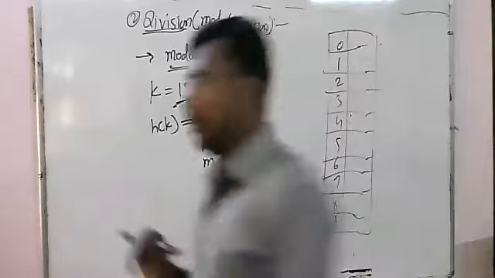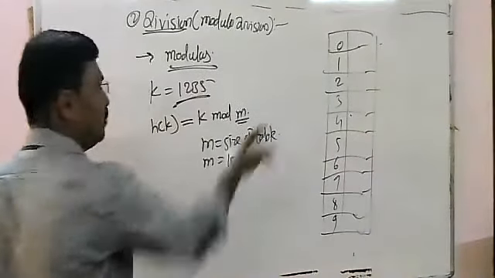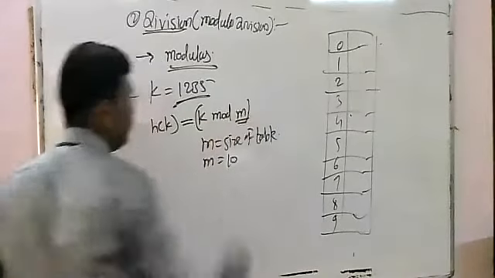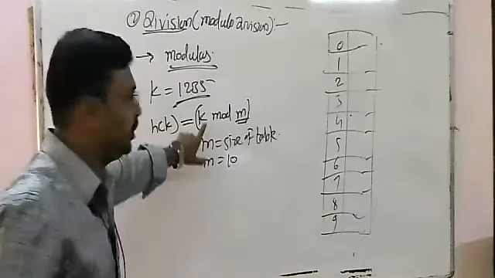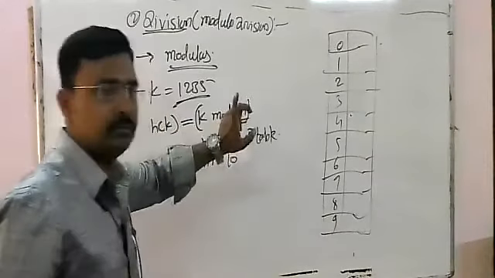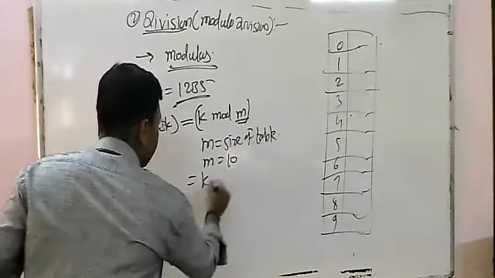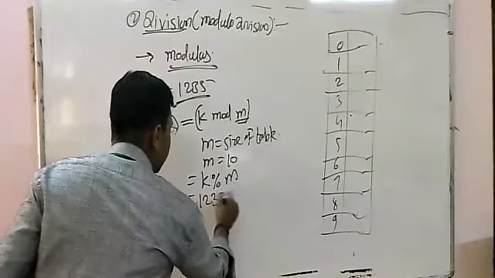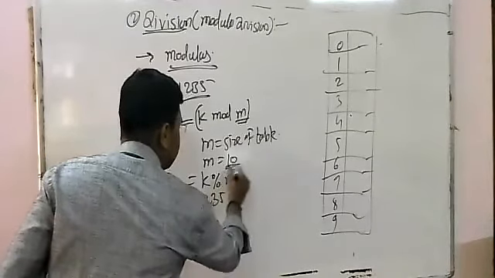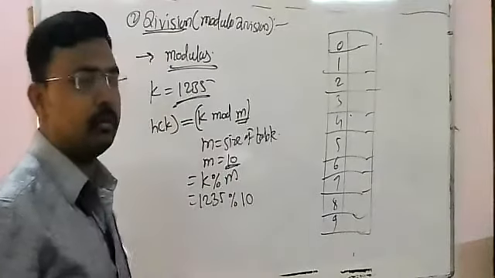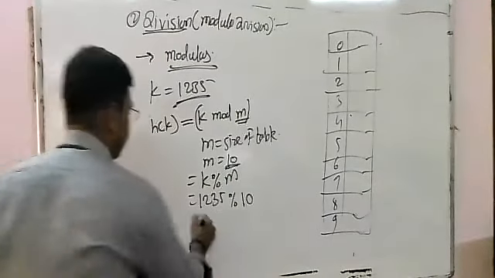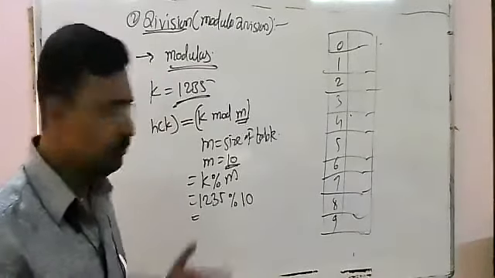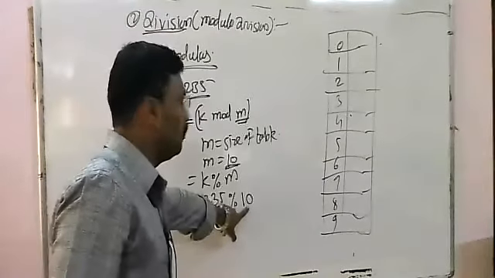Now, where this value is going to be stored, we have the hash function. This is your hash function, k mod m. What does it mean? Here k modulus operator m: k is 1235, and m is 10. What will be the output? 1235 mod 10.